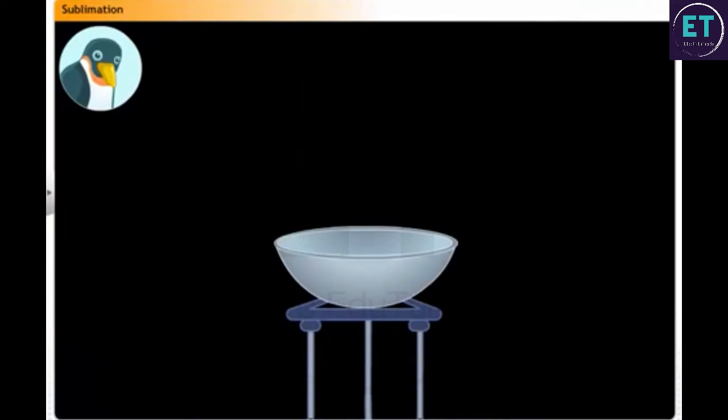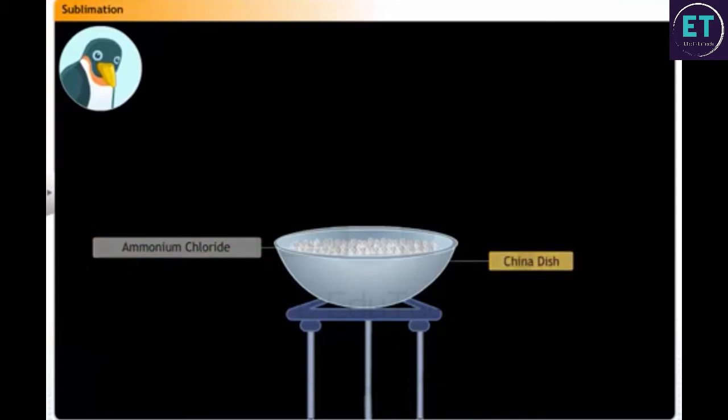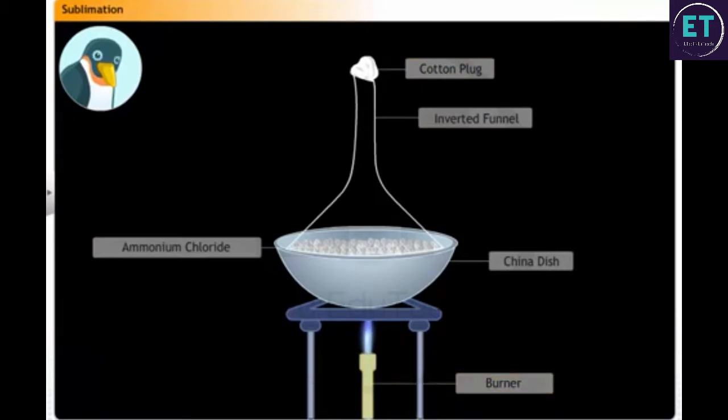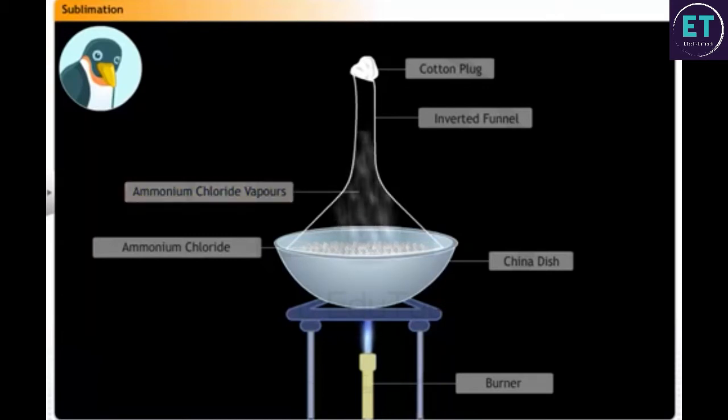Let's do an experiment. Take a few ammonium chloride crystals in a china dish. Cover the china dish with an inverted funnel. Then, plug the open end of the funnel with cotton. Slowly heat the ammonium chloride crystals in the china dish. Observe that the solid crystals of ammonium chloride directly change into vapor without changing into liquid. Now, stop heating.